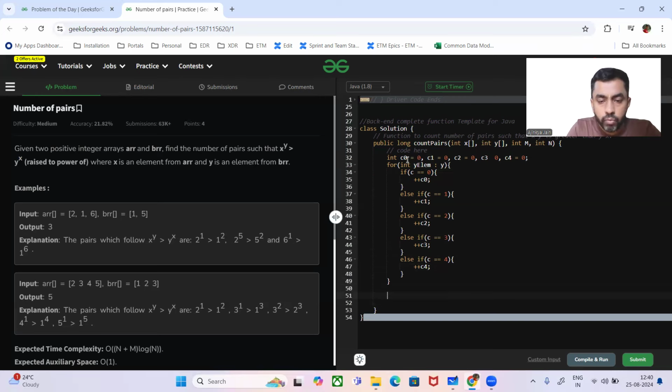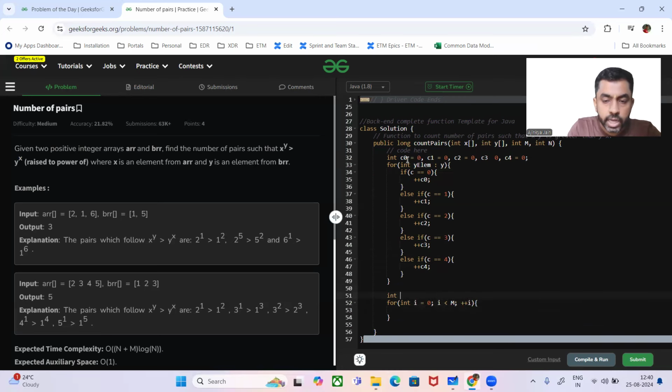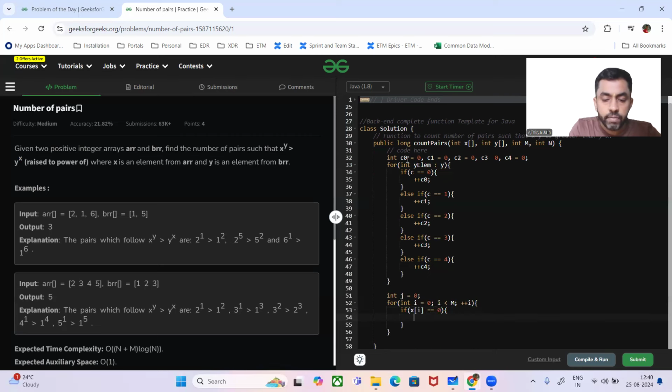Okay, now what are we going to do? We are going to iterate through the x array: int i equal to 0, i less than m, plus plus i. And let's have int j equal to 0 for the second array to iterate. Now first of all, if x of i is 0, simply we are going to continue. There cannot be any answer. We have seen this. Long answer we are going to take.